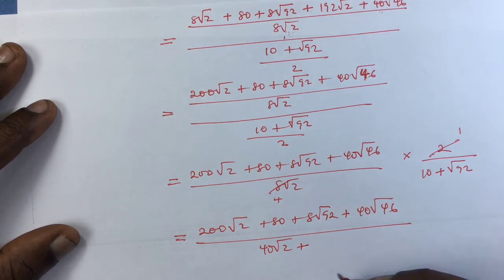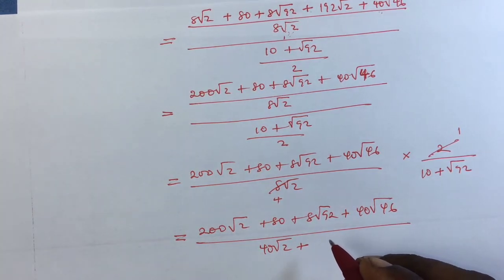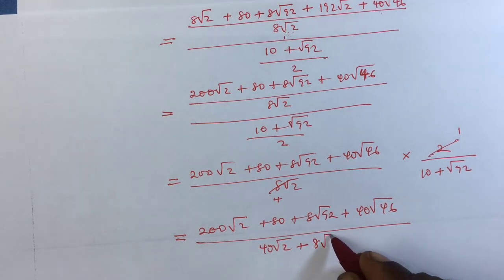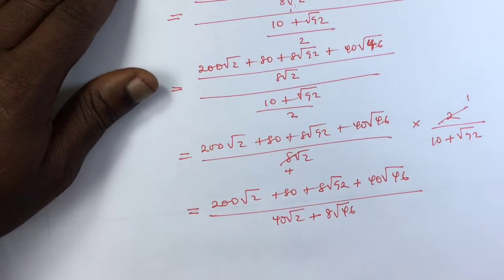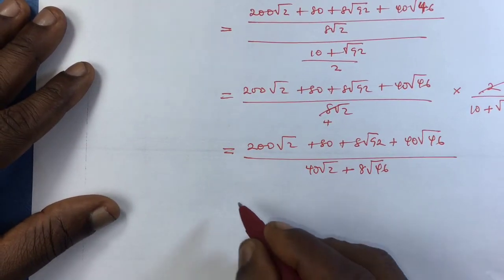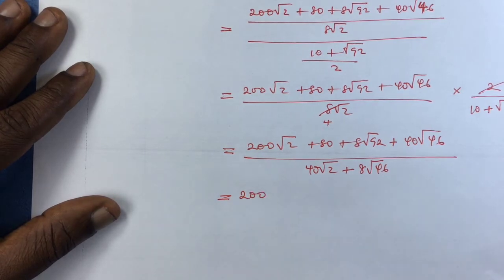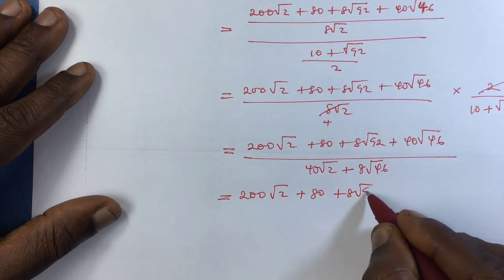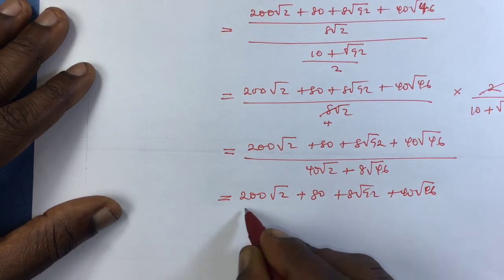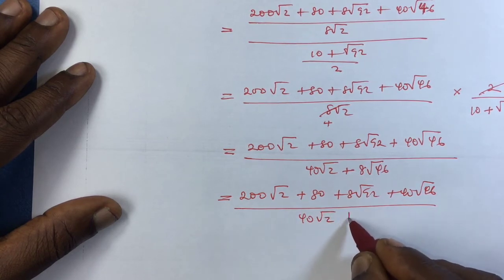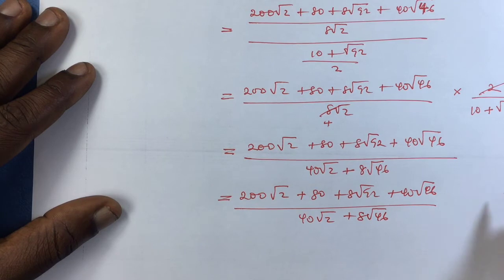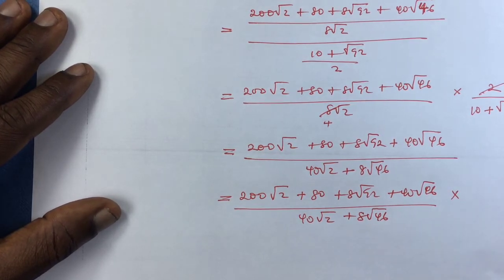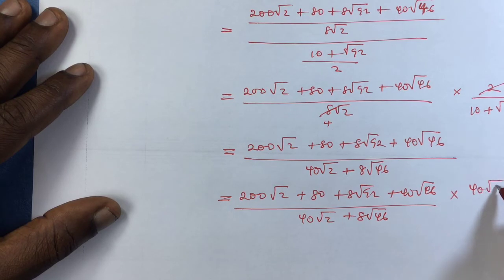That again will give you 8 root 46, okay? So that will give you 8 root 46. Now we can simplify further to get 200 root 2, okay, plus 80 plus 8 root 92 plus 40 root 46 all over 40 root 2 plus 8 root 46 times the conjugate of the denominator. That is trying to rationalize in this case, and that will be 40 root 2 minus 8 root 46 all over 40 root 2 minus 8 root 46.